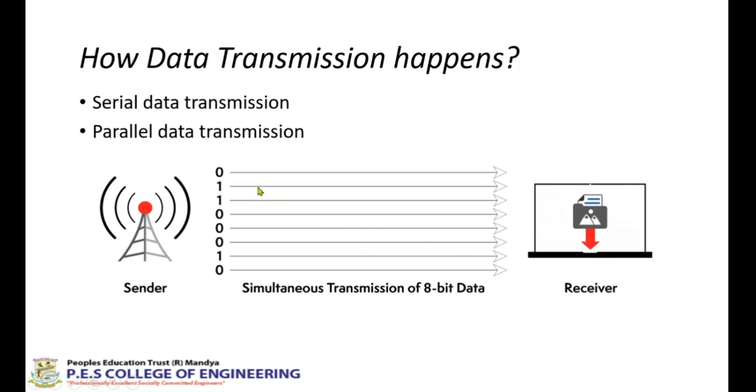And when there are 8 separate lines, each line might have different delays depending on the bits that I'm transmitting. So that is one of the drawbacks in parallel data. But the advantage is that I can have faster data transmission compared to serial, because serial is bit by bit transmission, whereas parallel data transmission is simultaneous bits. So parallel data transmission is faster compared to serial data transmission.